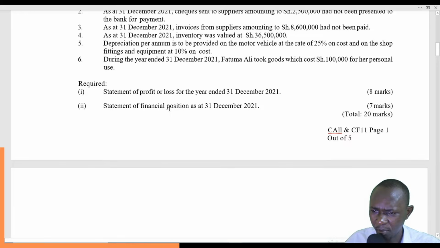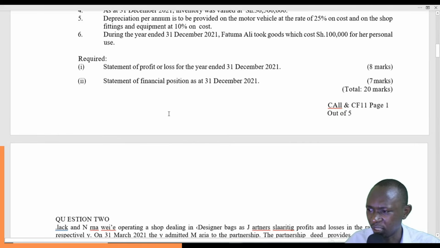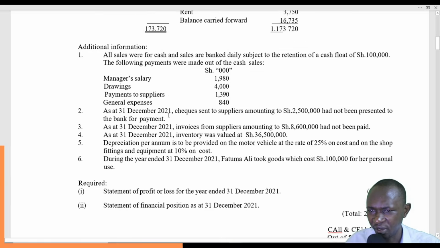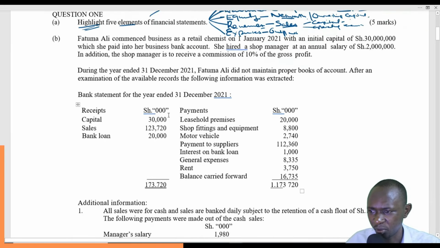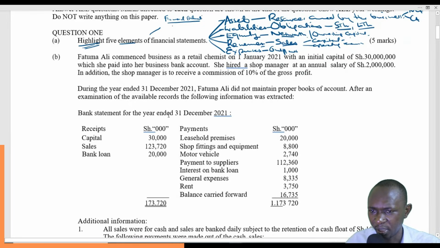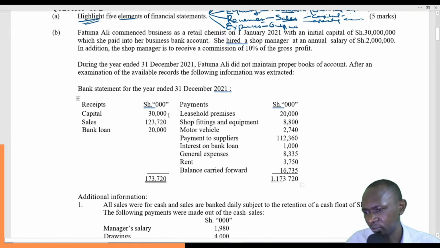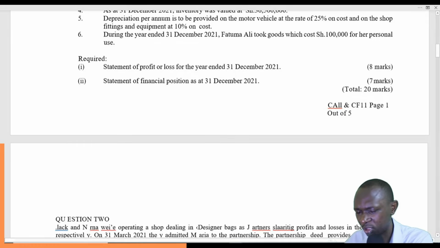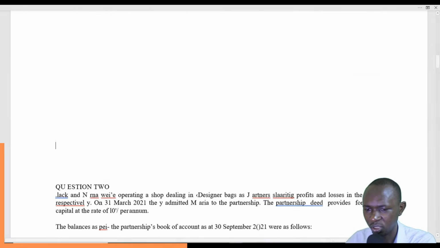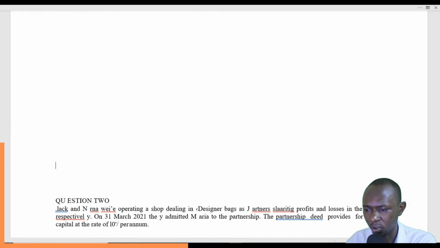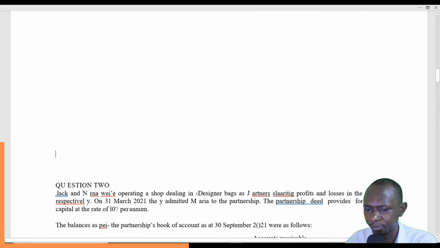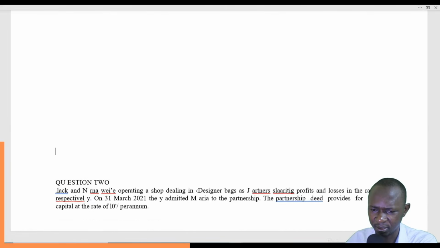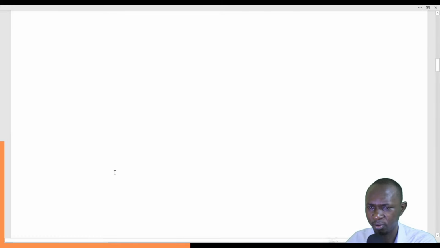So we are required to come up with a statement of profit or loss for the year ended 31st December 2021 and a statement of financial position as at that date. This is a very fair question. It's a sole proprietorship account and it's also an incomplete record. So it's a fair question. Let's start on it. And you need to be very fast. Questions like this will require that you work on them within less than 30 minutes. In less than 30 minutes, you should be done with the question.